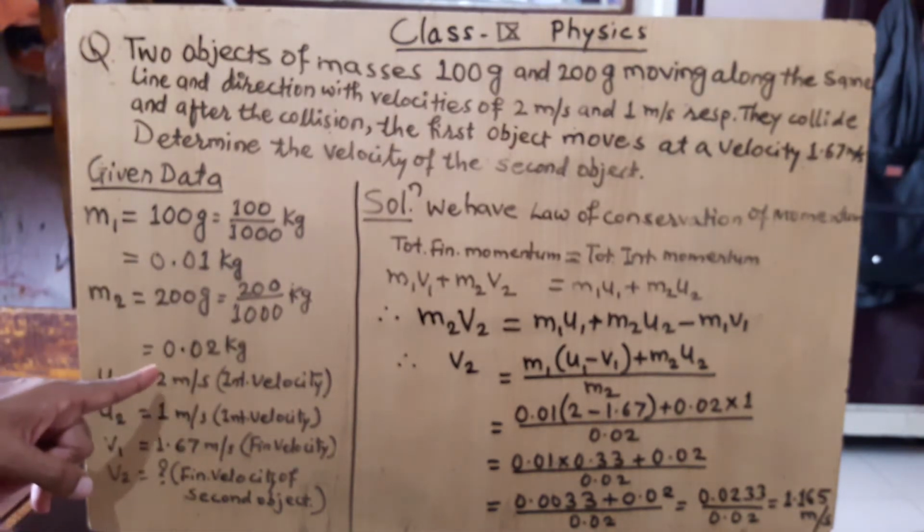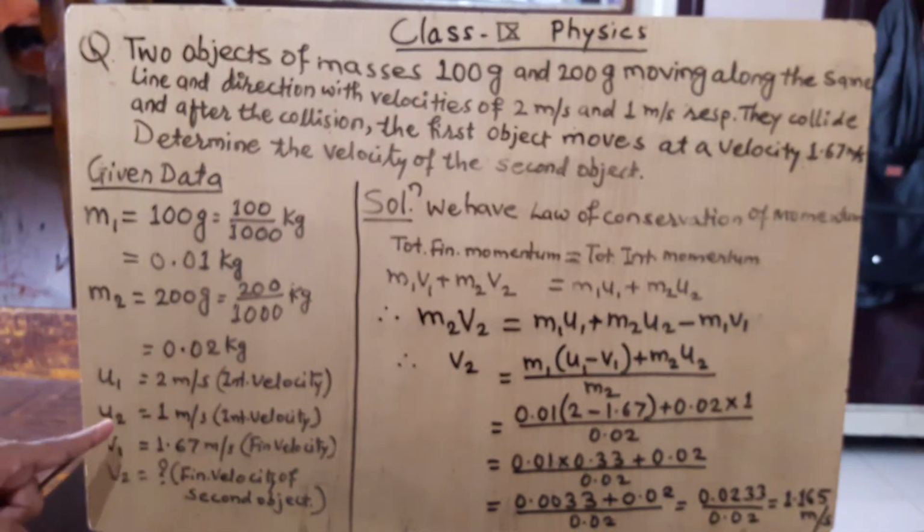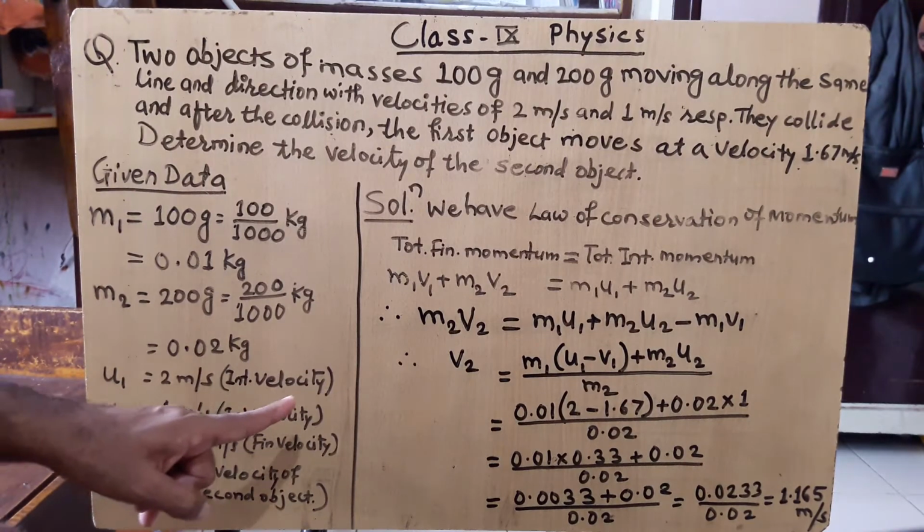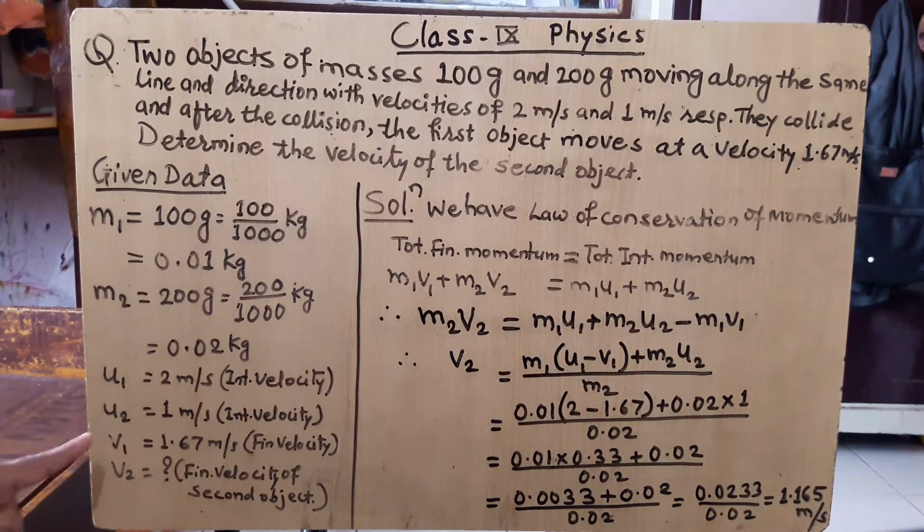u1 is the initial velocity of the first object, it is 2 meter per second, and u2 is 1 meter per second, the initial velocity of the second object. v1 is the final velocity of the first object after collision, and v2, which we have to find out, is the final velocity of the second object.